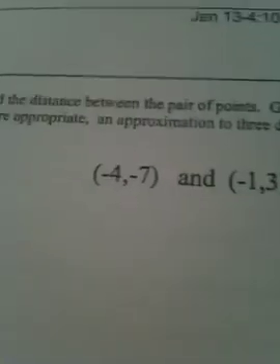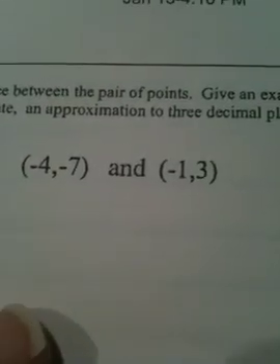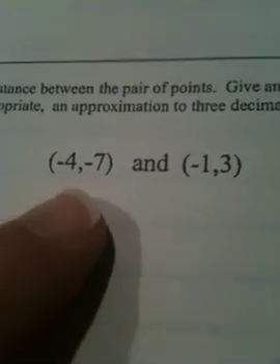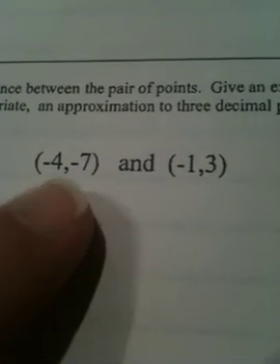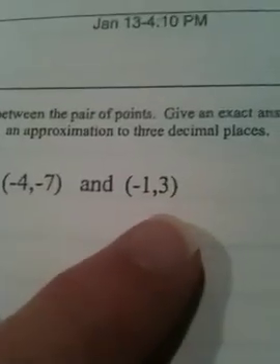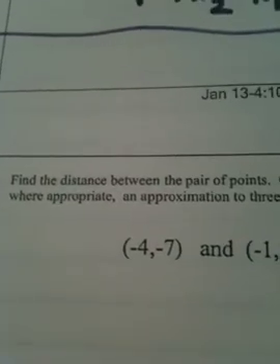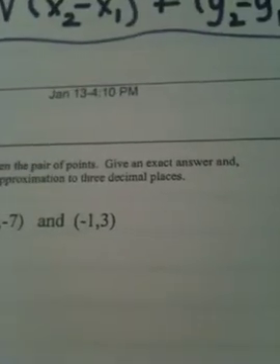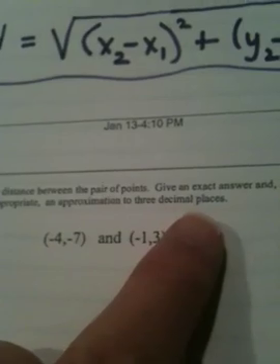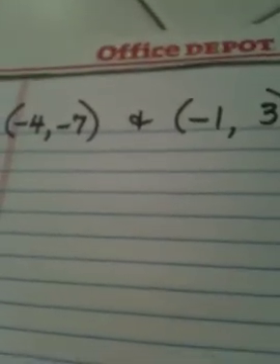Okay, the next question gives us two very specific ordered pairs. The ordered pair or point (-4, -7), and the ordered pair (-1, 3). And it wants us to find the distance between these two points, and then it wants us to give the answer two different ways. Once as an exact answer, and once as an approximate answer to 3 decimal places. So, I've written these on a piece of paper to give me a little bit more work room.